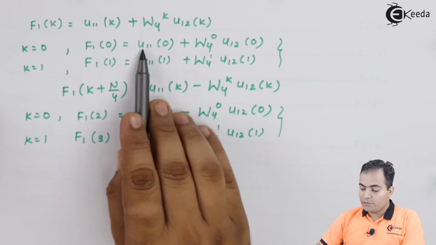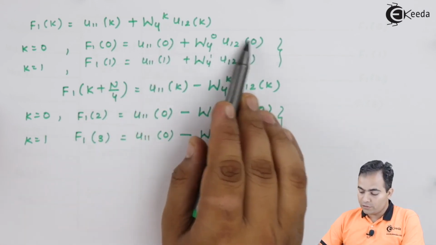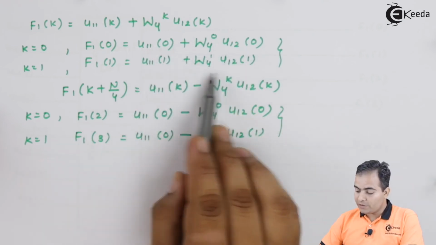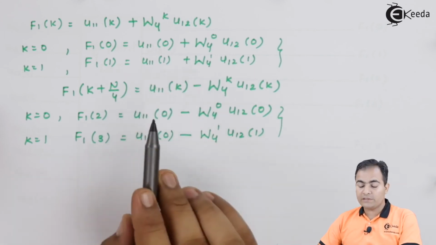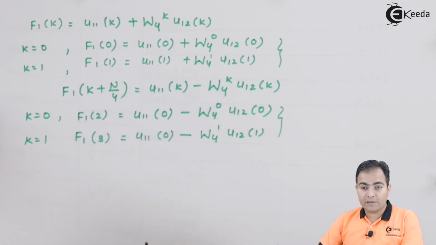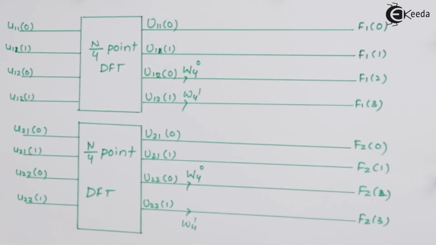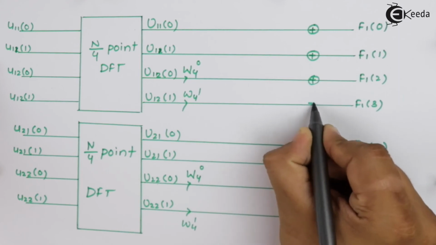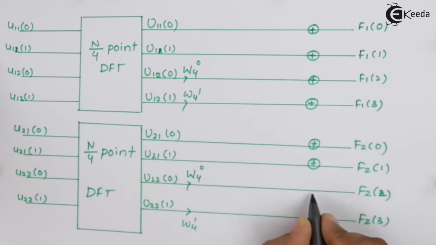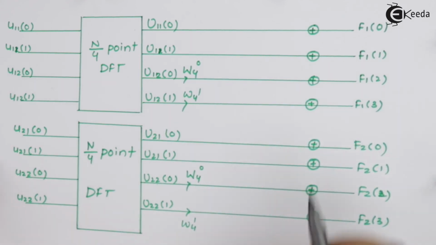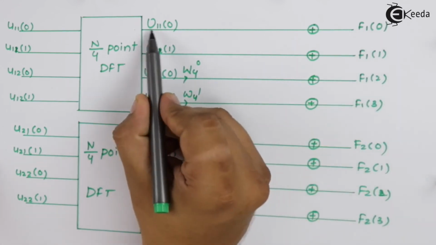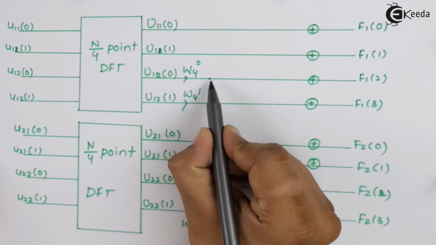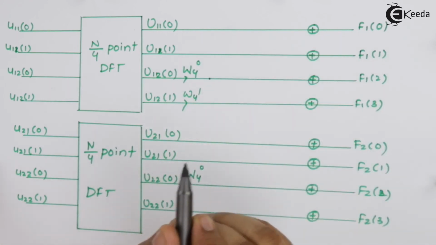Which means to get the value of f1 of 0 and f1 of 1, we have to add u11 of 0 with u12 of 0, this whole product term we are going to add with u11 of 0. Similarly, the next product term is added with u11 of 1. So let's see how to get the answer, but in a graphical way. Basically, f1 of 0, as I said, is the addition between u11 of 0 and this product term. So simply connect this line to this addition sign.